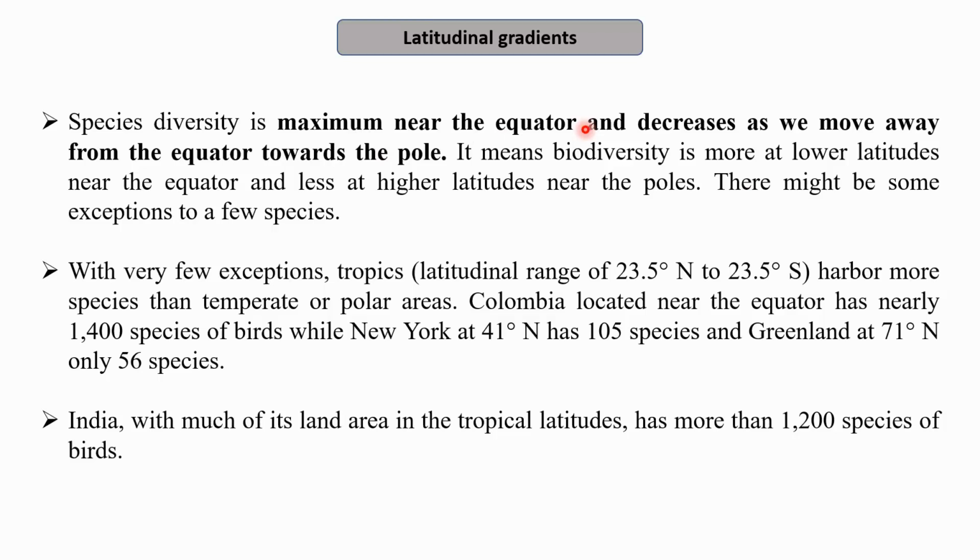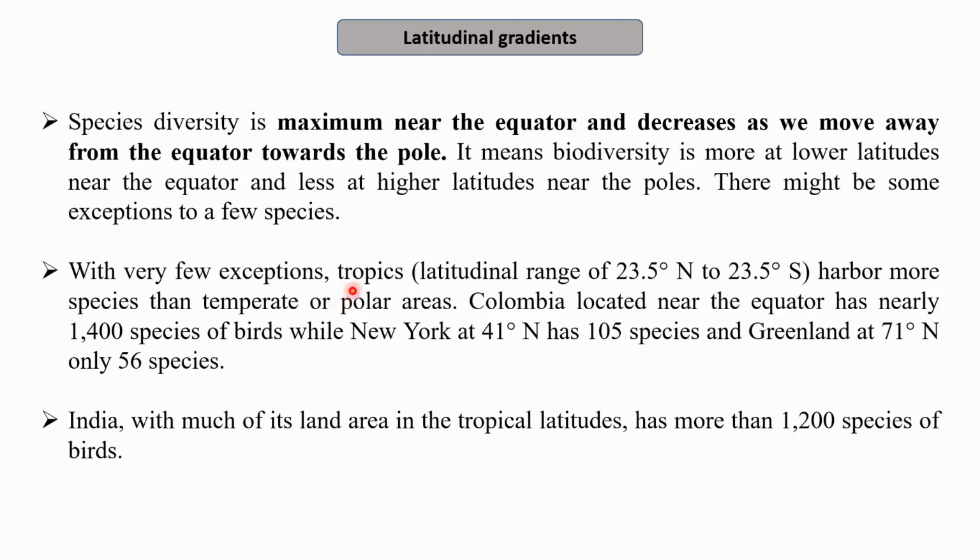So as we move from the equator towards the pole, we found that species diversity is maximum near the equator, while as we move towards the pole, the species diversity keeps on decreasing. This suggests that biodiversity is more at the lower latitudes near the equator, and less at higher latitudes near the poles.